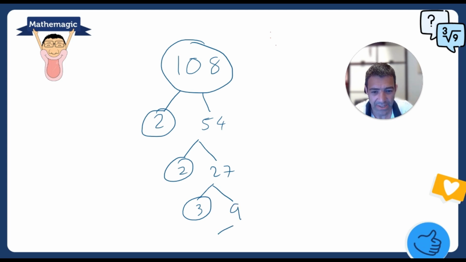And 9 contains a 3 and a 3 because it's 3 times 3. So we can say here that 108 contains a 2, a 2, a 3, a 3, and a 3. So it has 2 2's and 3 3's. So the way that you could look at this is 2 squared times 3 to the power 3, or 3 cubed. Now 2 squared is 4, and 3 cubed is 27.